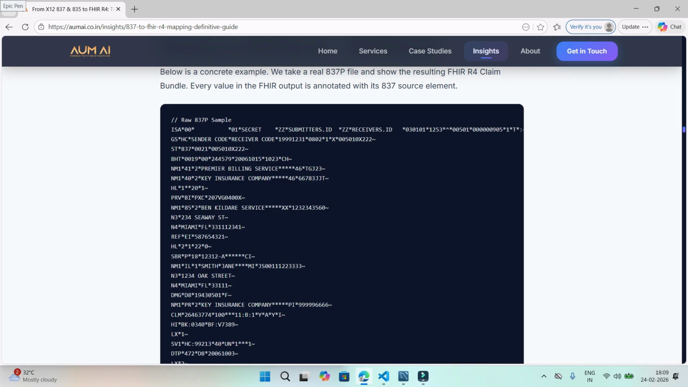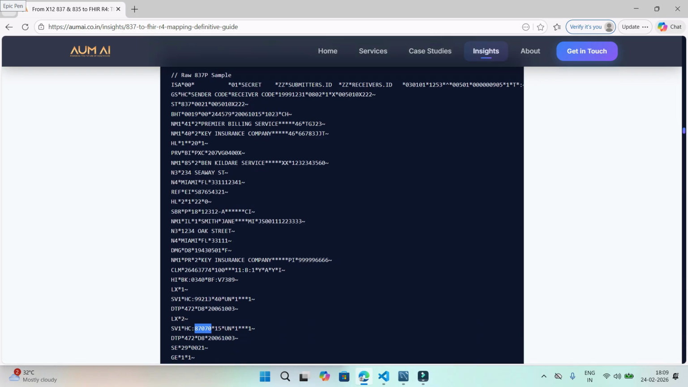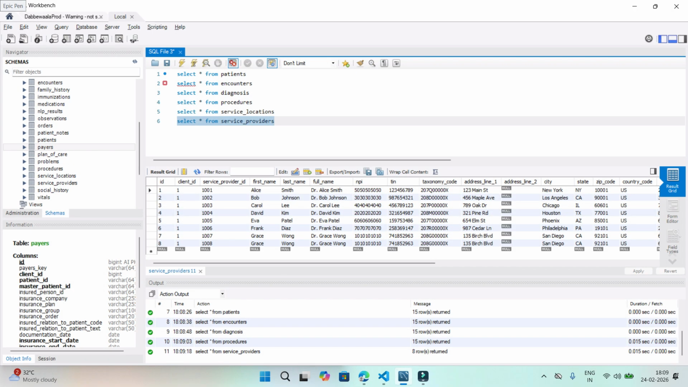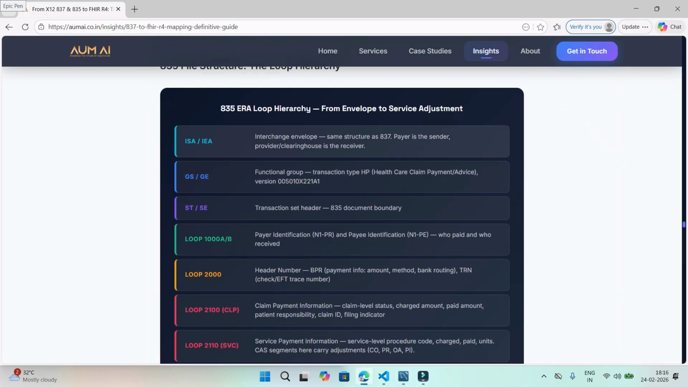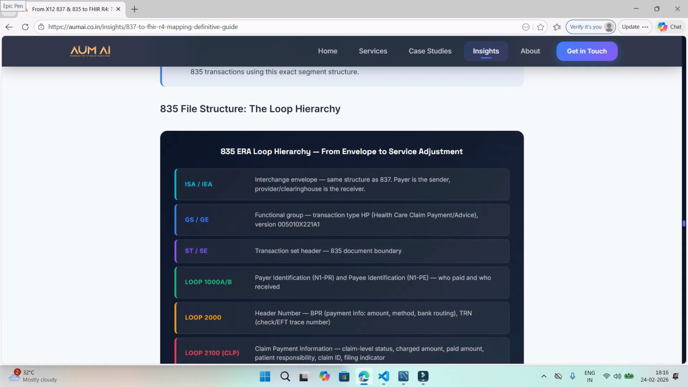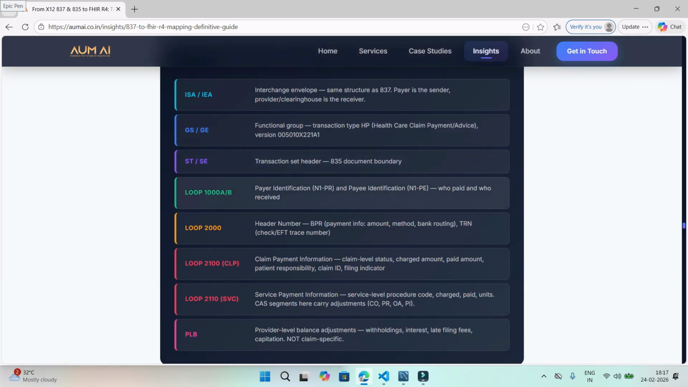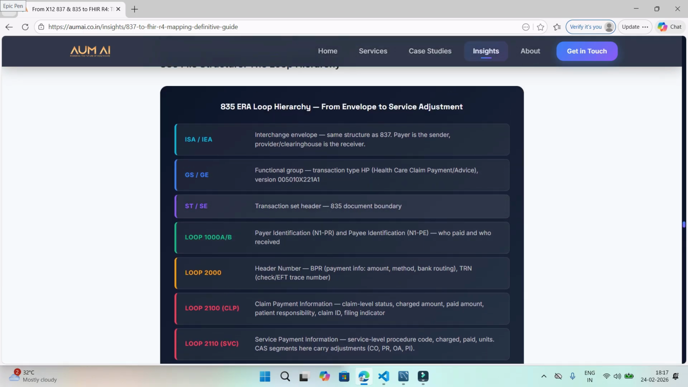So your FHIR transformation then reads from these tables, not from the raw X12. And understanding this intermediate layer is really critical for a successful Patient Access API implementation. Right. Now the second important EDI format is the 835. This is the payer's adjudication response. And this is where most of the EOB data actually comes from.